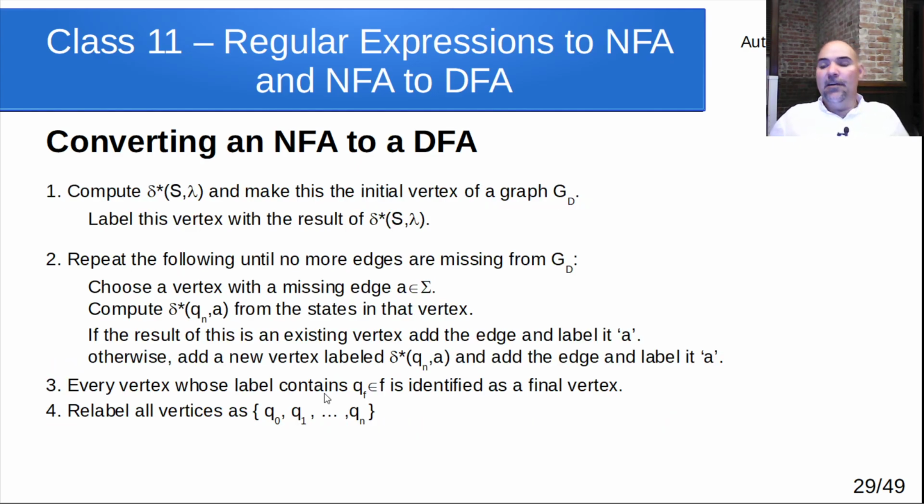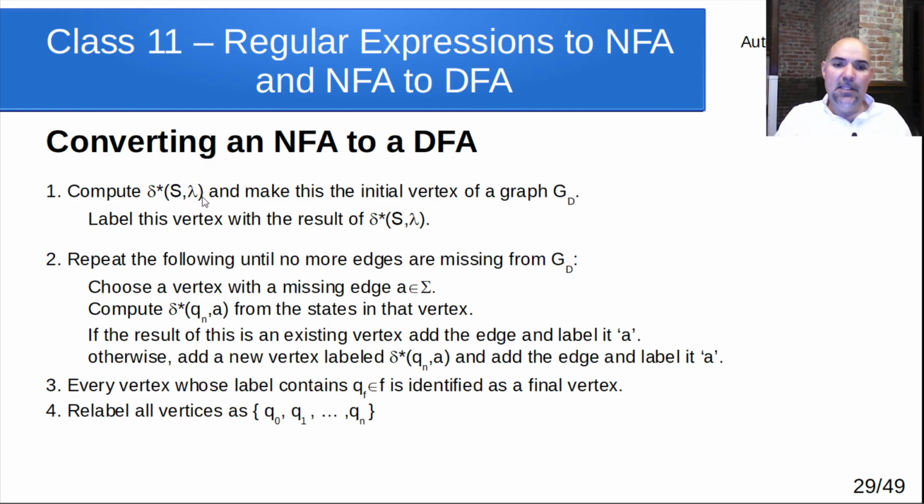Okay, now I just listed it all out here, but let me go through it anyway. So the idea is we compute the extended transition function starting with the start state on lambda. And that's going to basically tell us what are all the places I can start. What are all the states I could possibly be in when I start? And then we're going to create a vertex in our DFA graph that we're creating. We're going to make a circle, make a vertex, and we're going to label it with the set that this produced. Because remember, the extended transition function of an NFA produces a set. So we're labeling that initial vertex with the set that comes out of this function.